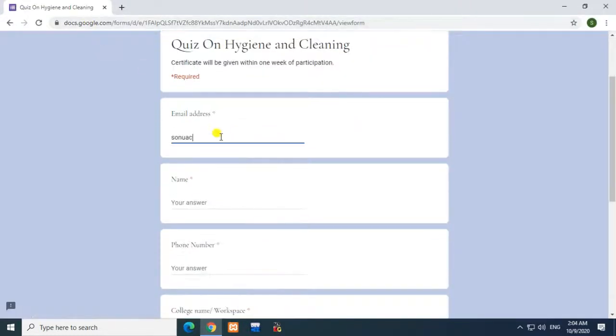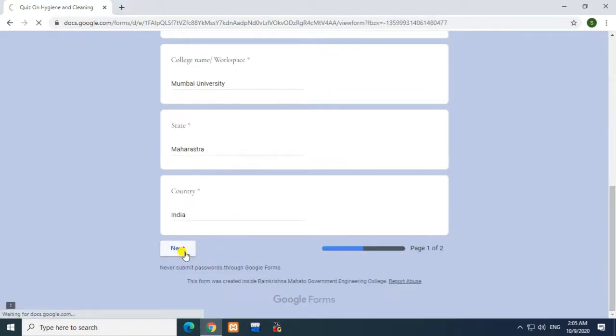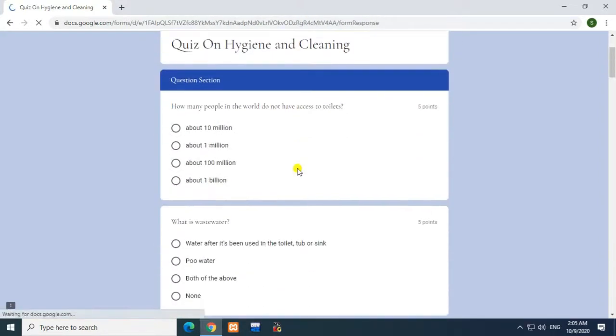Quiz on hygiene and cleaning. Enter email address. Enter name. Enter phone number. Enter college name, workspace. Enter state. Enter country. Question: how many people in the world do not have access to toilets?